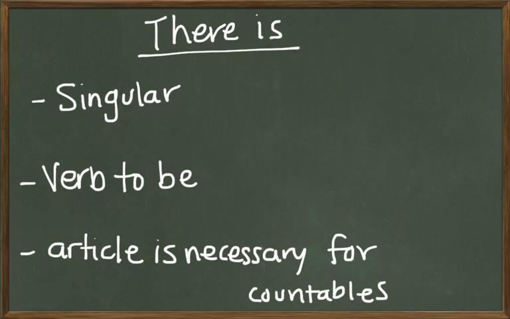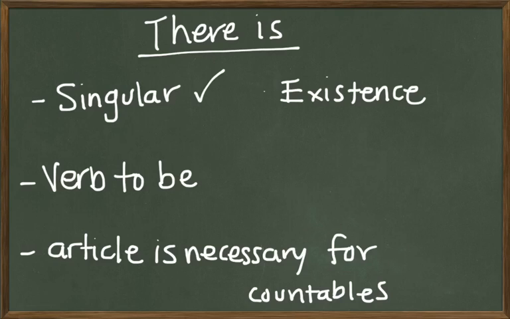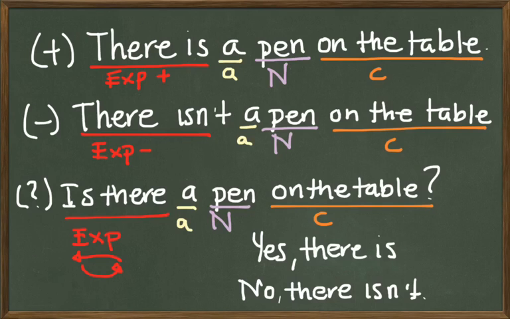We have the expression there is, which expresses existence. Let's remember that this is singular and the verb to be is necessary, in this case is. And if we're using a countable noun such as iPad, car, book, house, an article is necessary. What article? Normally the article a or the article an. And here we have some examples with it.